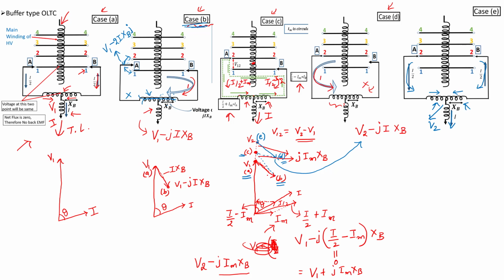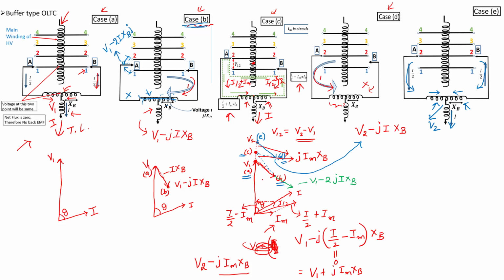So where it will be actually the phasor. Now I draw with the green color in this. So V1 minus JIXB. So here this is actually double. So this is V1 minus 2 times JIXB. Now that is the voltage of arm A. This is the voltage of arm A.